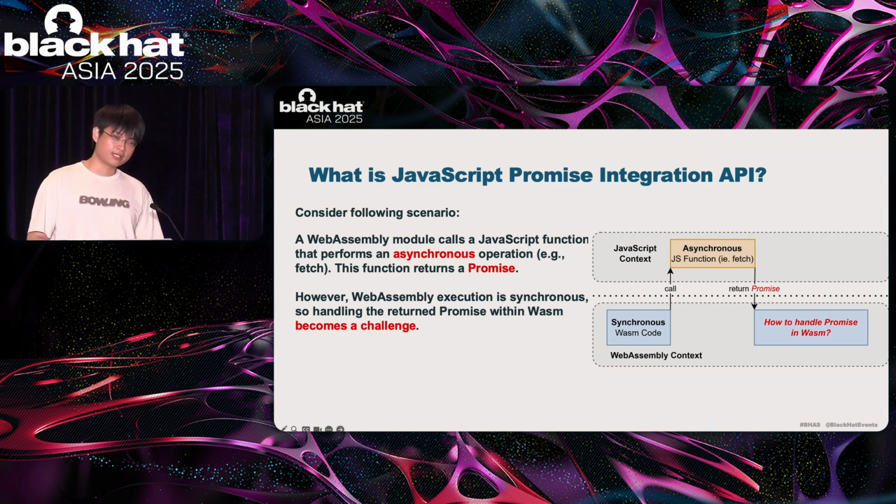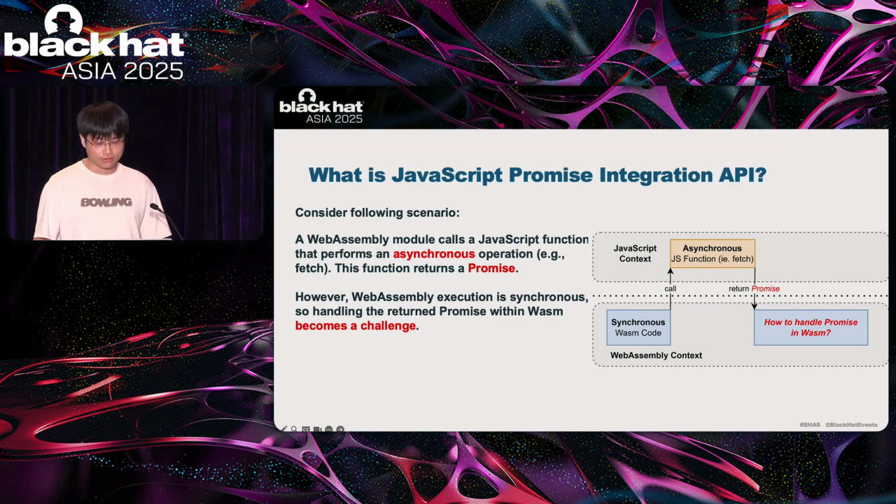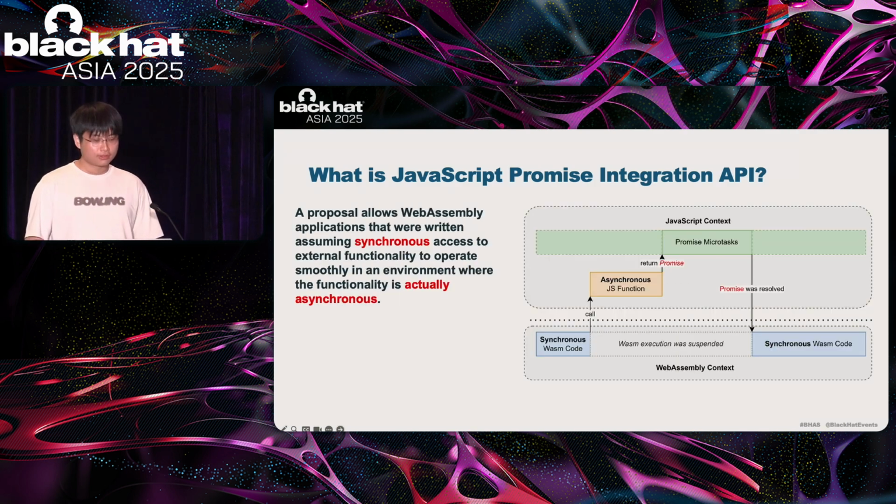So what happens when a WebAssembly module calls JavaScript functions that return a promise? How does WebAssembly handle such asynchronous results? This is precisely what JSPI aims to solve, enabling WebAssembly to seamlessly invoke asynchronous JavaScript functions and properly handle promises. Now we understand the challenges JSPI faces. Let's examine how it addresses them.